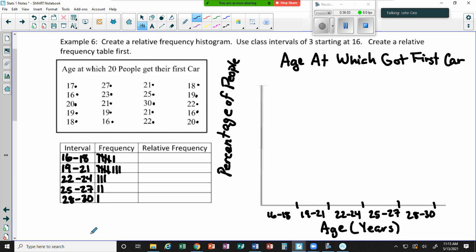Okay, so this is how many. This is the frequency. Now, relative means you're relating it to everybody else. That's where your percentage comes into play. Okay, what percentage of the whole? If you just put the number, that's the frequency, that doesn't relate it to the whole. But when you find a percentage, you can figure out what it is related to the whole. So, how do I figure out my percentage for the interval from 16 to 18?